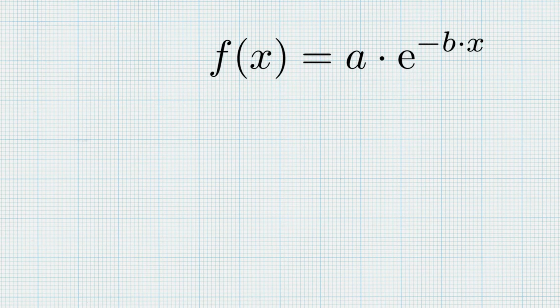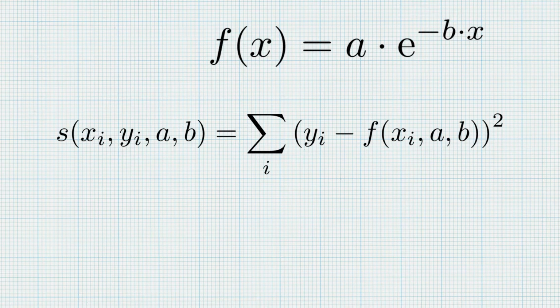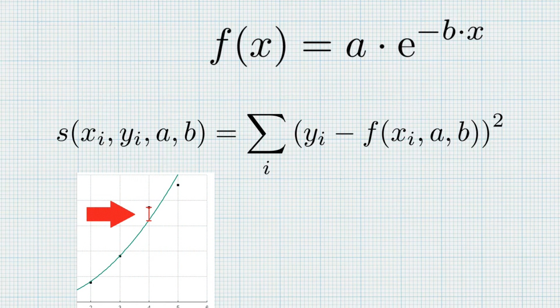I will call this function the error function and denote it by S of x_i, y_i, a and b. So the error function depends on your data points, that's what I mean by x_i and y_i, and all the parameters of your most general function, the exponential in our case, so that's a and b. And what you usually do with that error function is write a sum over all the data points, so i is the index, and then you take y_i minus f of x_i, a, b. So that's the y distance between the data point and the curve.